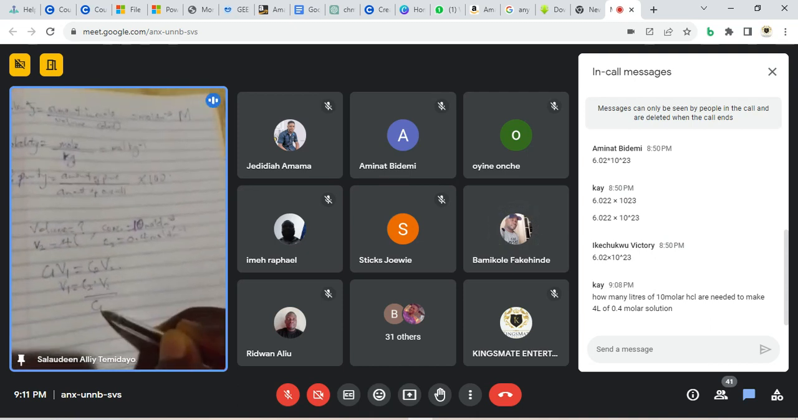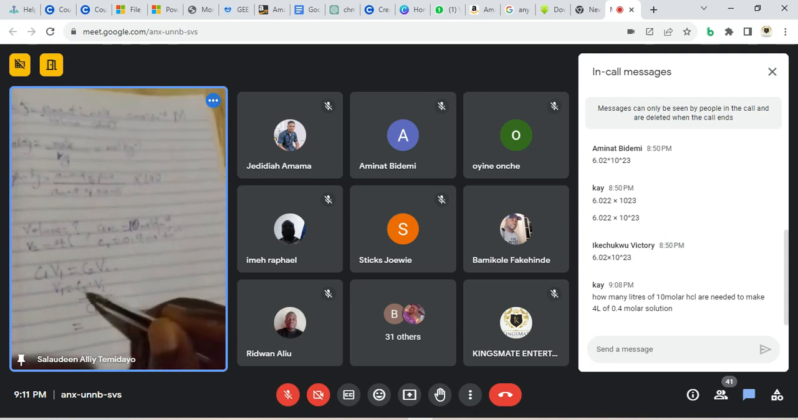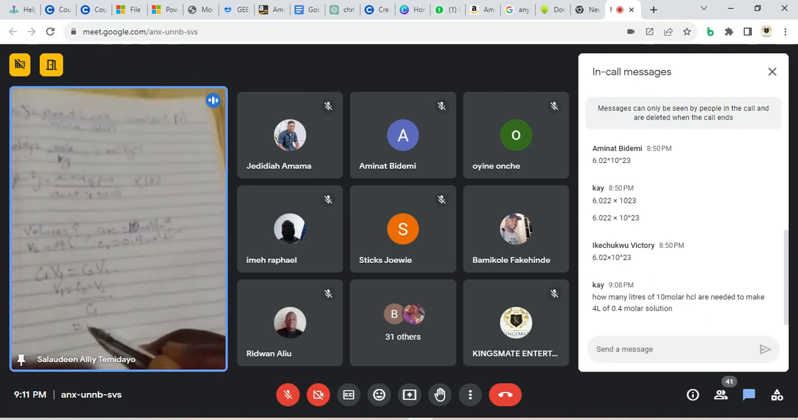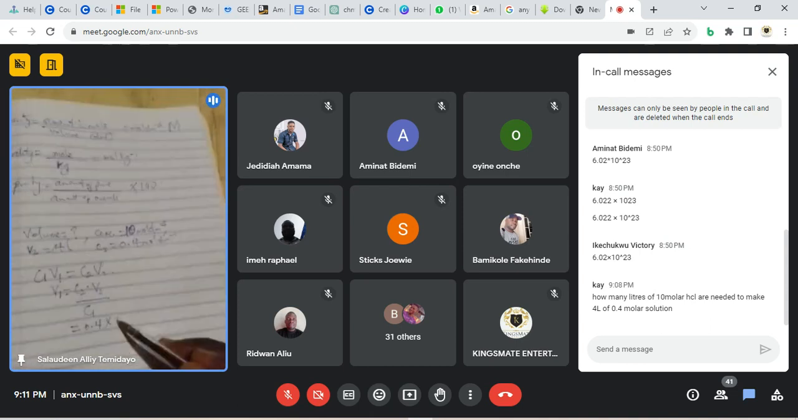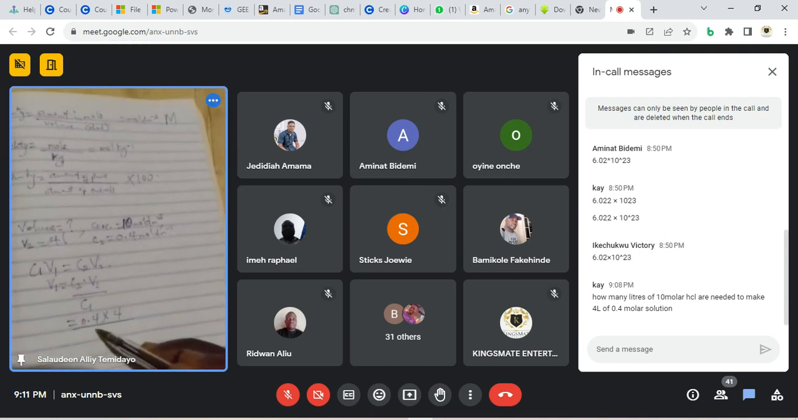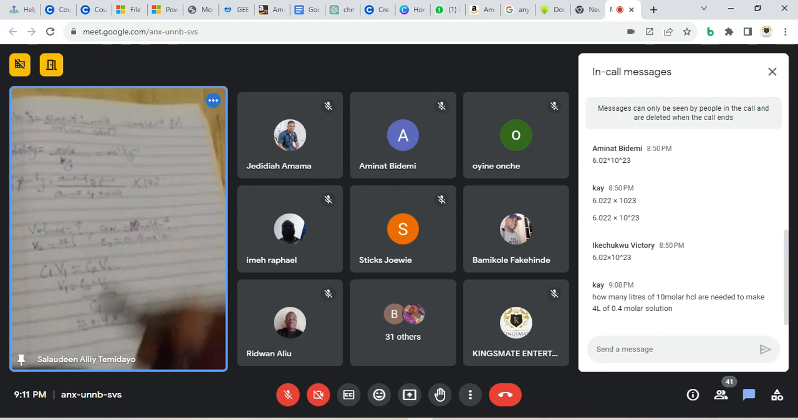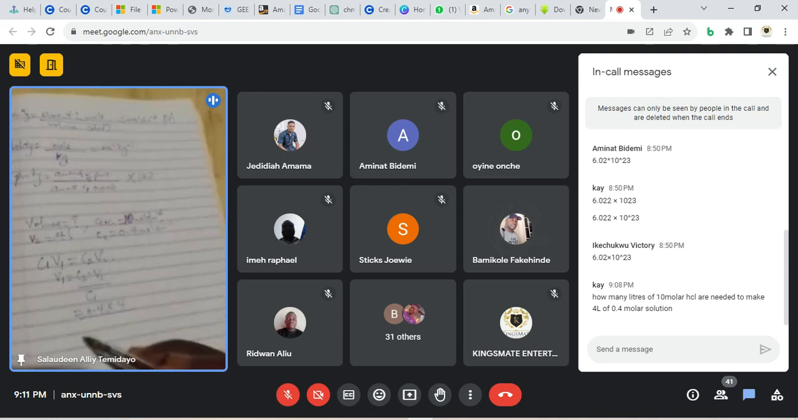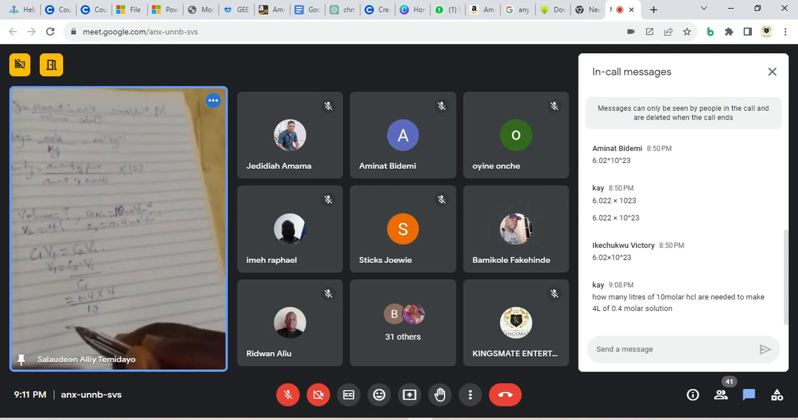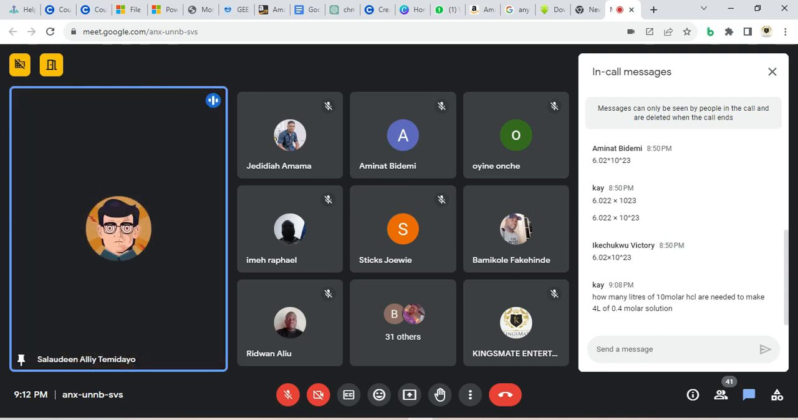So what is C2? C2 is 0.4. What is V2? V2 is 4, all over C1, which is 10. So I have 0.4 times 4, that should give me 1.6, over 10, so I have 0.16. V1 is 0.16 liters. Don't forget your unit.